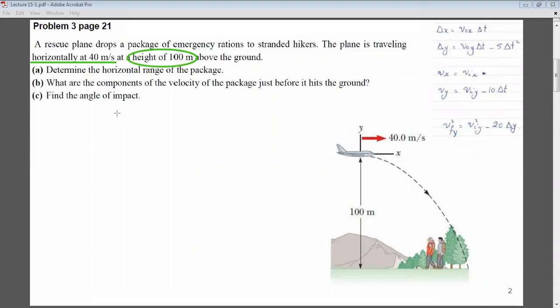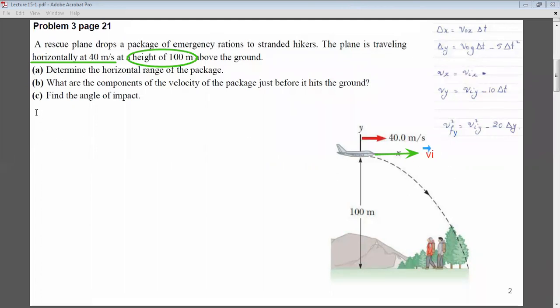So these are the two pieces of given information. First, what does it mean that the plane is traveling horizontally? You look at how the plane here is traveling. It's traveling along the x-axis. So what did we learn yesterday? If it's traveling horizontally, this is the initial velocity as a vector.